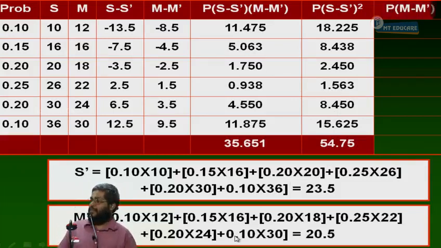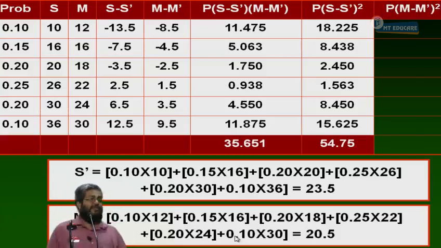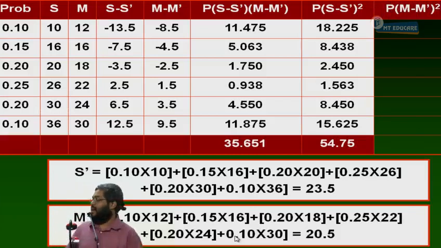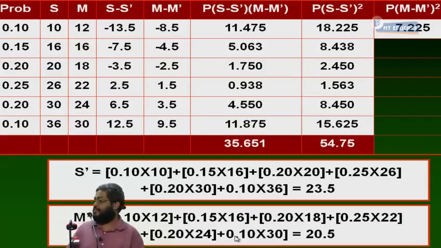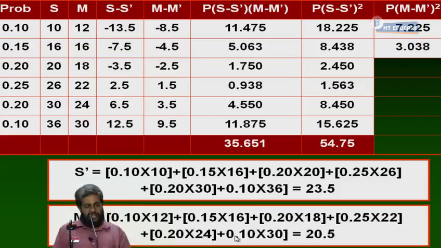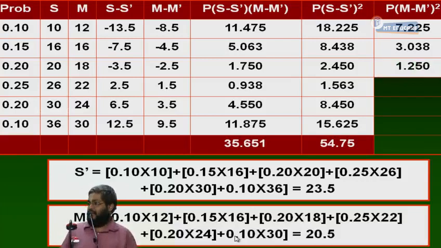Now, the third and last column is P into M minus M bar the whole square. 0.1 into 8.5 squared. What's the number? 7.225. 0.15 into 4.5 squared. What's the number? 3.038. 0.20 into 2.5 squared. What's the number? 1.250.